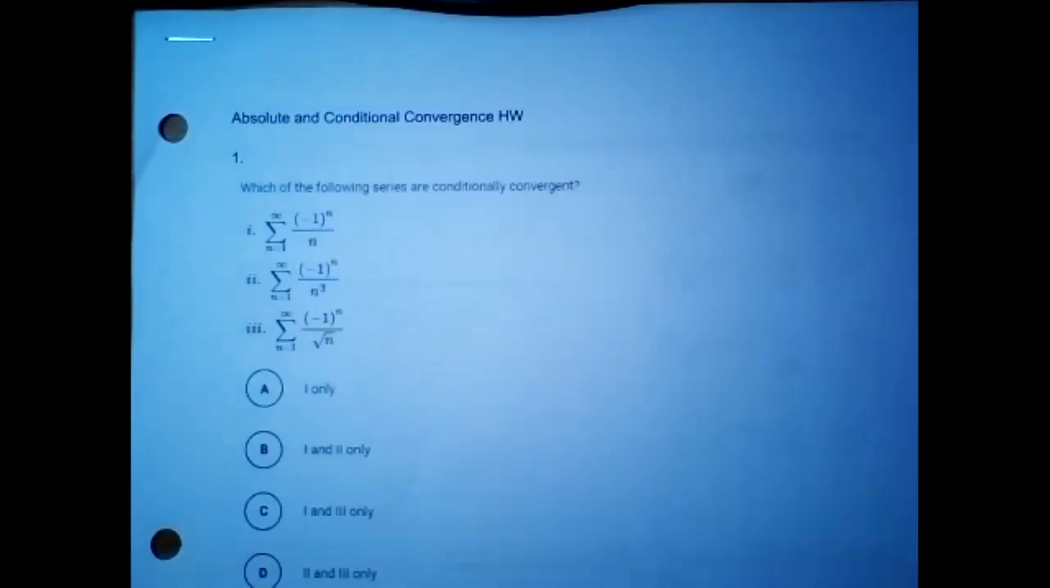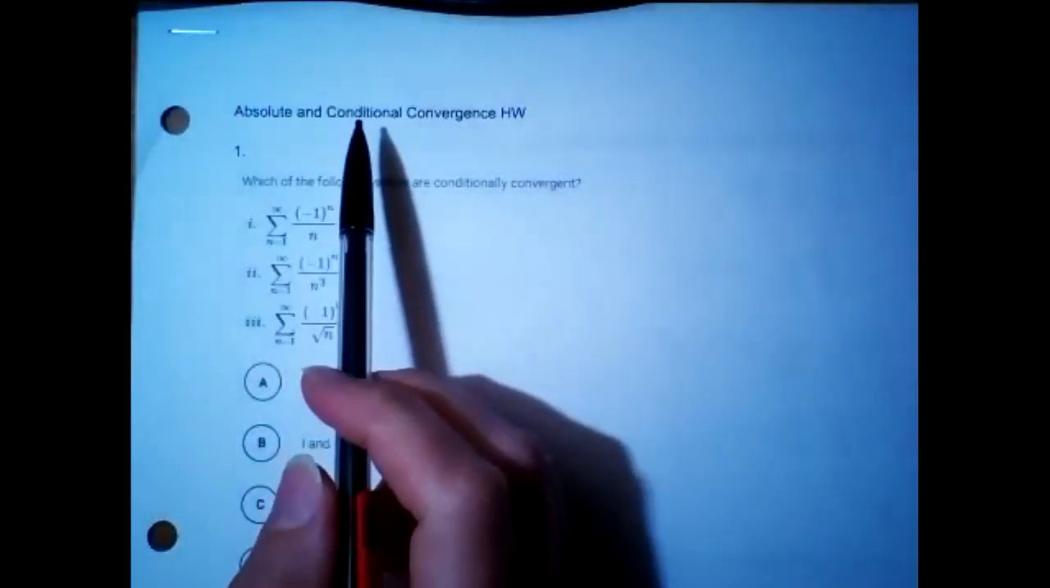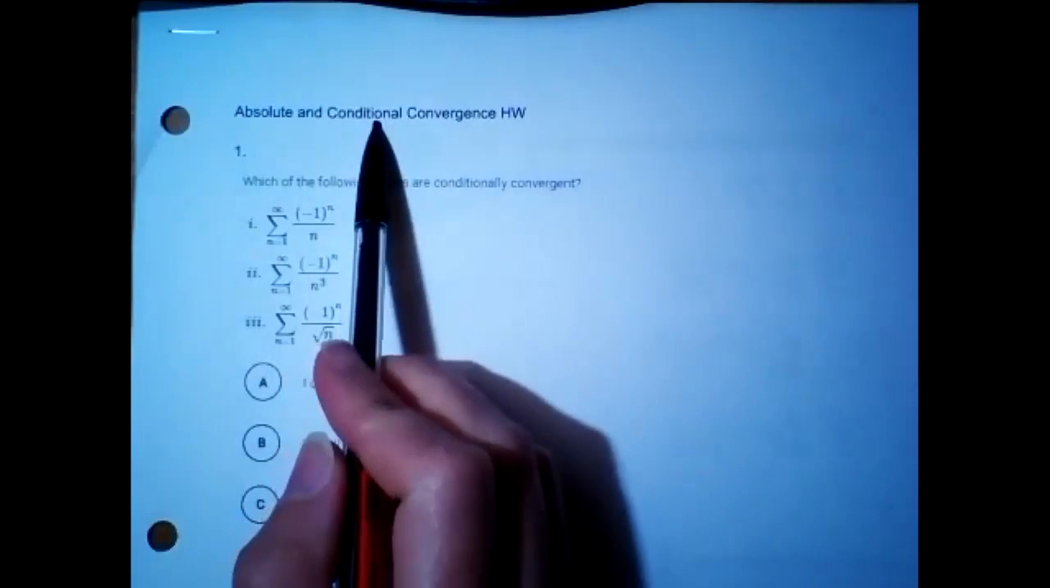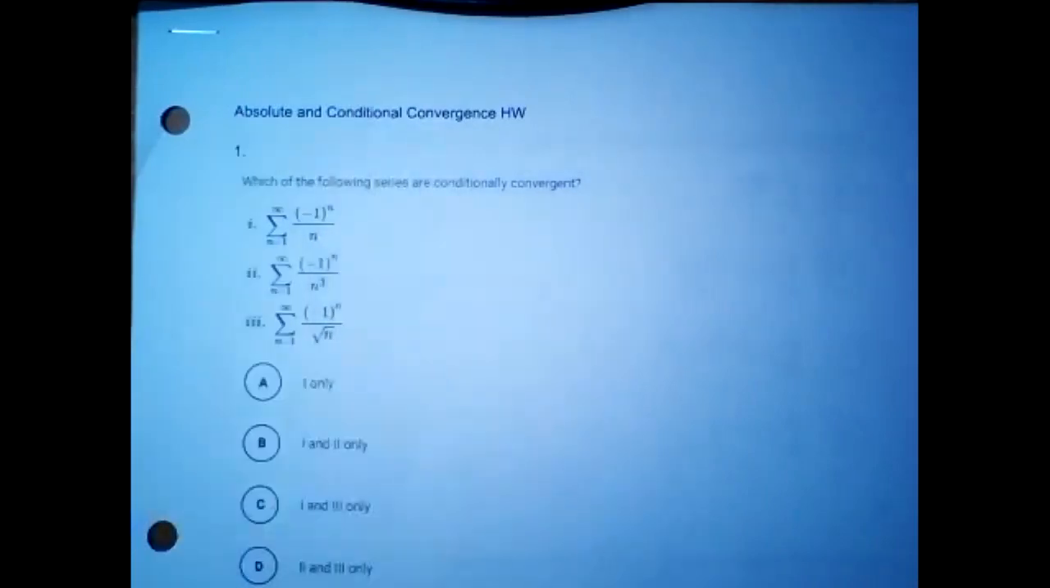All right, so to recap what we were doing with absolute or conditional convergence, if the absolute value of the series converges, then the series itself converges too, and that's considered absolutely convergent. If the absolute value diverges, but the series itself converges, then that's considered conditionally convergent. And if they both diverge, then the whole thing just diverges.